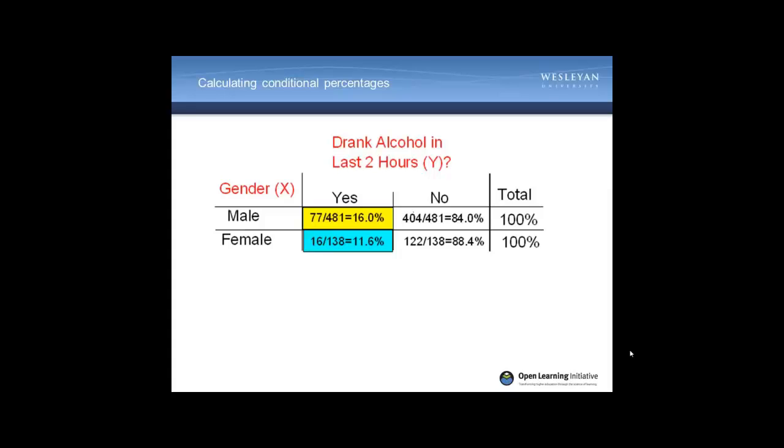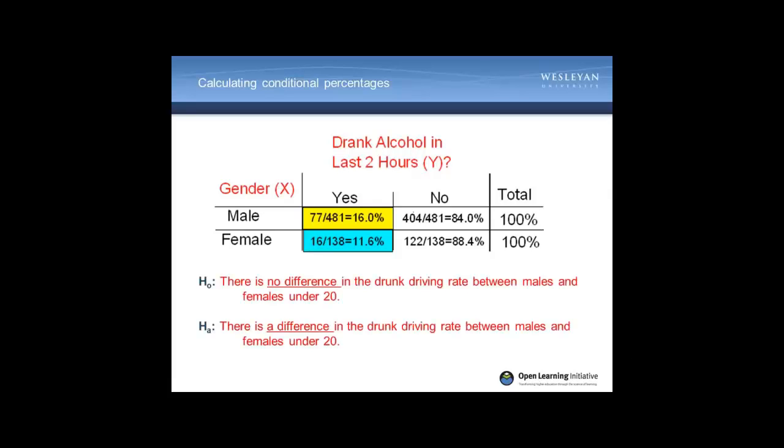However, this in itself is not enough to conclude that such a relationship exists in a larger population of drivers under 20. We need to further investigate the data and decide between the following 2 points of view. That there is no difference in the drunk driving rate between males and females under 20, our null hypothesis, or that there is a difference in the drunk driving rate between males and females under 20, our alternate hypothesis. In other words, is the evidence provided by the roadside survey, 16% versus 11.6%, strong enough to conclude beyond a reasonable doubt that it must be due to a relationship between drunk driving and gender in the population of drivers under 20?